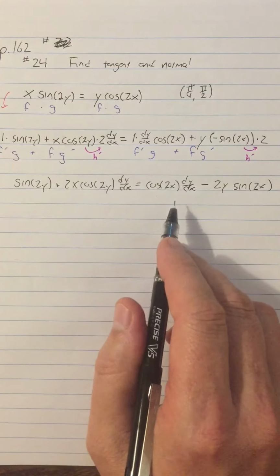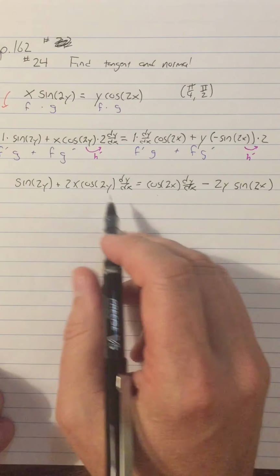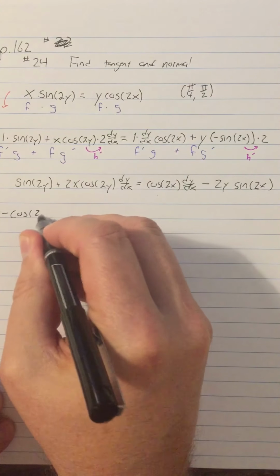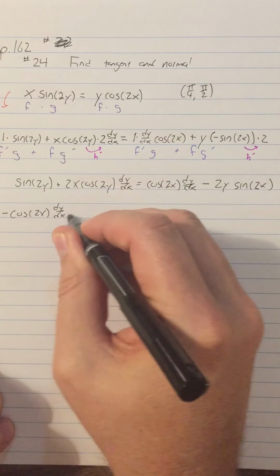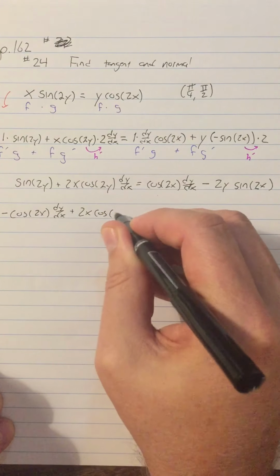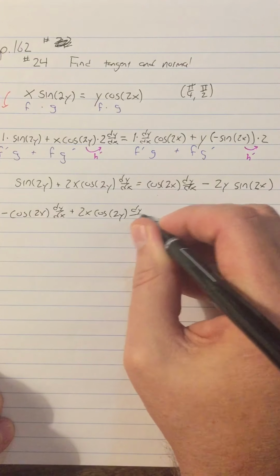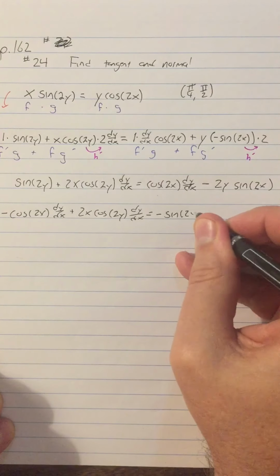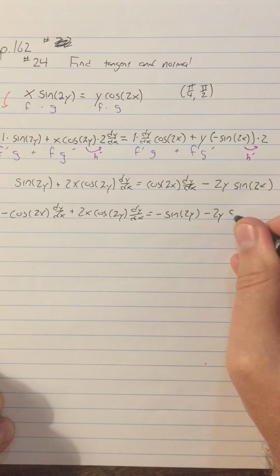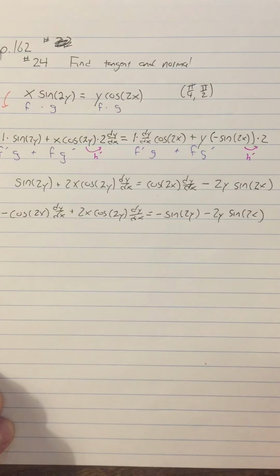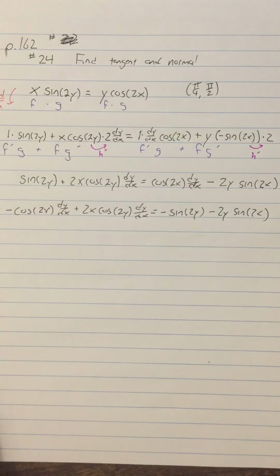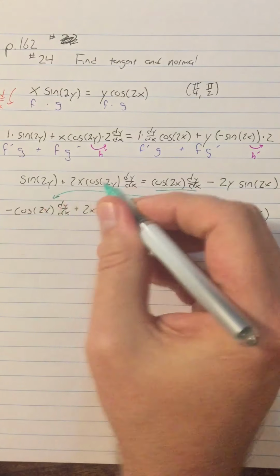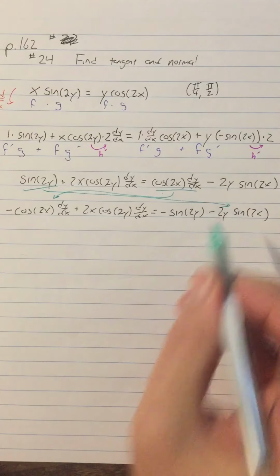Okay, so now dy dx is to the left, everything else to the right. So the sine 2y is going to go over here. So let's bring the cosine 2x over here. So negative cosine of 2x dy dx plus 2x cosine 2y dy dx equals, we're going to bring the sine of 2y over, negative sine of 2y minus 2y sine of 2x. Yeah, it's a little tedious, but I guess that's life. All right, but here's what we've done. We've brought the dy dx over here, and we've brought the sine of 2y over there.